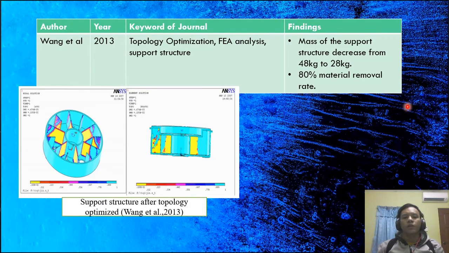This is the literature finding. Wang et al. did FEA analysis and topology automation on this support structure. They found that the mass of the support structure decreased from 48 kg to 28 kg, and the material removal rate of the support structure is 80%.